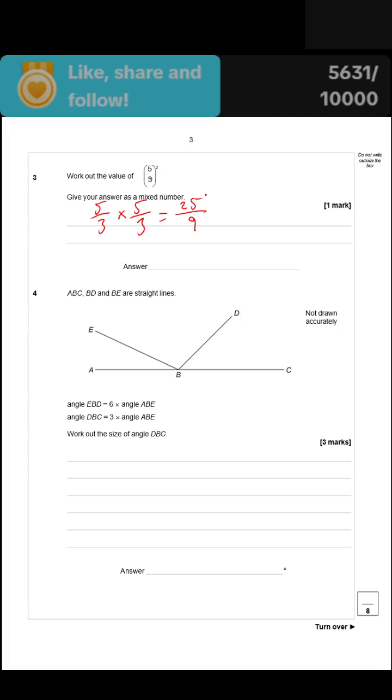So at this stage, we've got 25/9. We want it as a mixed number. That means we have a whole number and then a fraction afterwards. So do 25 divided by 9, that gives you 2. There are 7 left over, so we get 2 and 7/9.